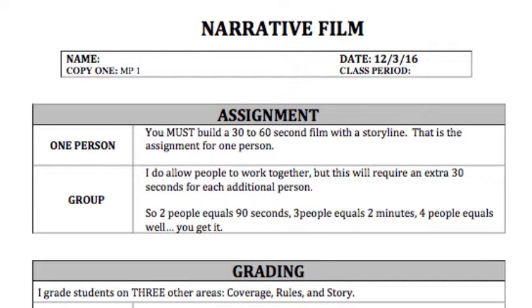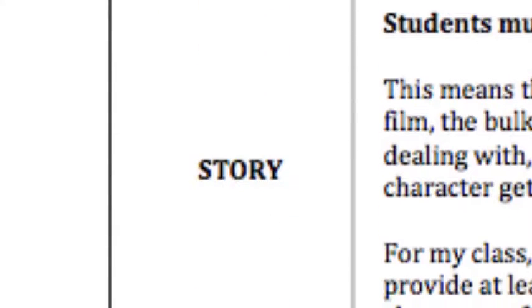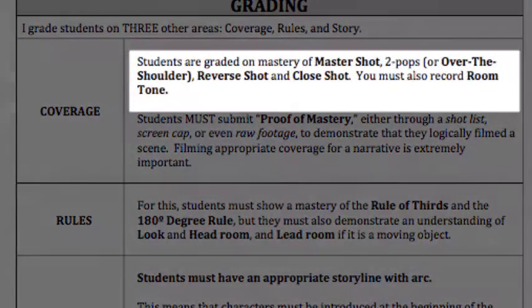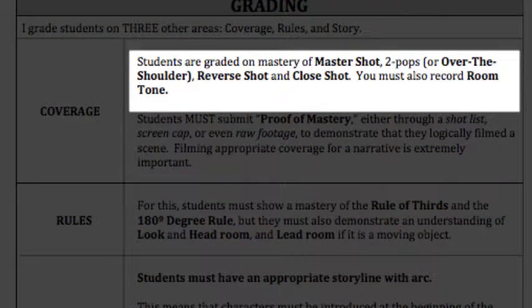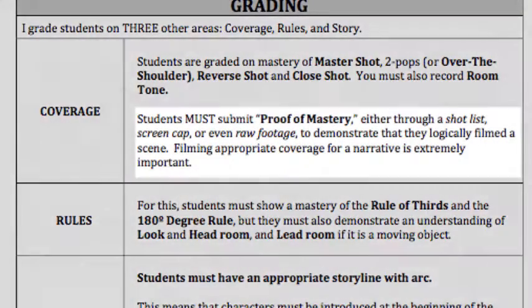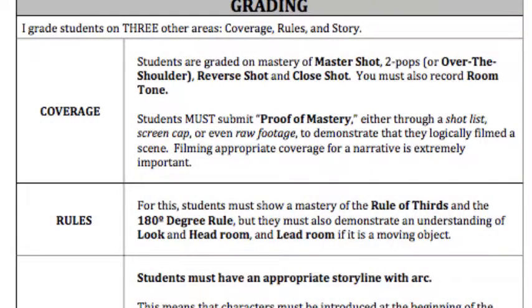In addition to the length of a film, I grade students on 3 other areas: coverage, rules, and story. For coverage, students are graded on mastery of master shot, 2 pops, or over the shoulder, and reverse shot. Students must submit an example, either through a shot list, screen cap of their shots, or even raw footage to demonstrate that they logically filmed a scene.